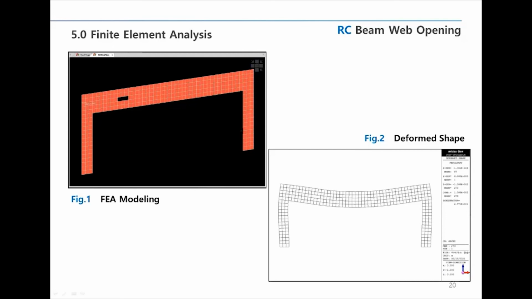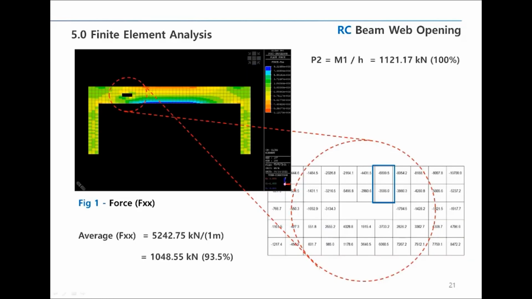The first figure shows the modeling shape of a finite element analysis, and the second figure shows the vertical deformed shape by external force P. So this is the analysis result. The value shown in the enlarged view is in the x direction, so it can be defined as compression force. We can assess compression force based on the calculation from moment N1.